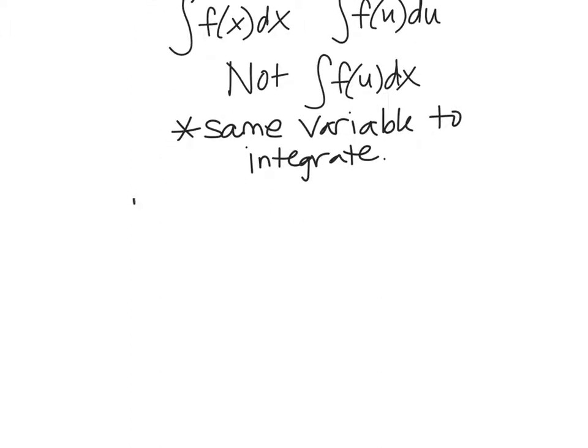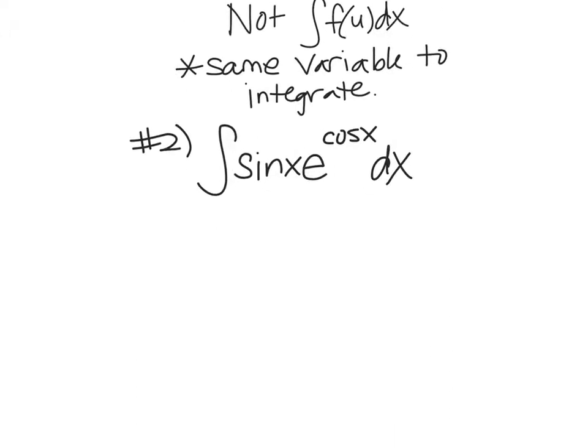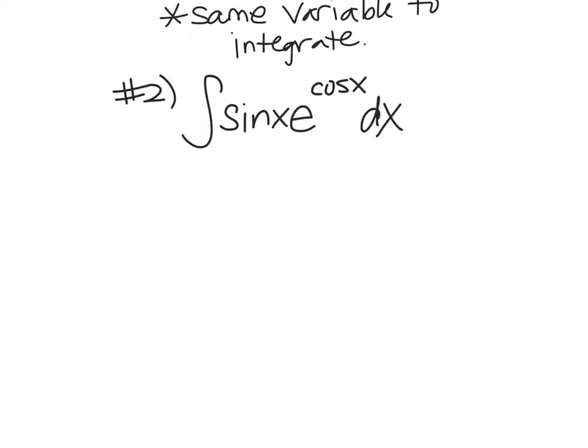Okay, so here we go, number 2. All right, we're going to evaluate this integral. It's the integral of sine x times e to the cosine x dx. All right, I'll let you write that down and catch up. See how complicated this looks? There's like 3 functions in here. We've got sine x, we've got e to the x, and we have cosine x.